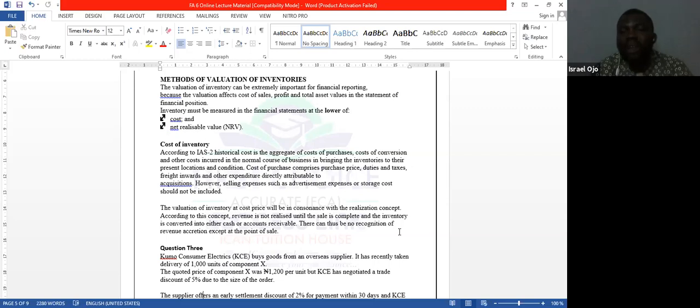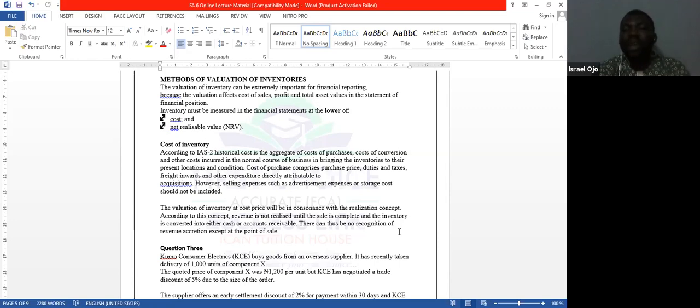And if you are a manufacturer, the cost that you incur to transform the raw material into finished goods will be added together. We call it direct and indirect cost. In case you are doing MI, this will be very straightforward. We have variable cost and fixed cost. Variable costs are costs that relate to level of activities, while fixed costs are costs that do not change irrespective of level of activities.